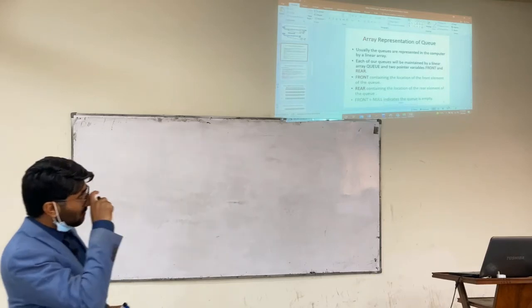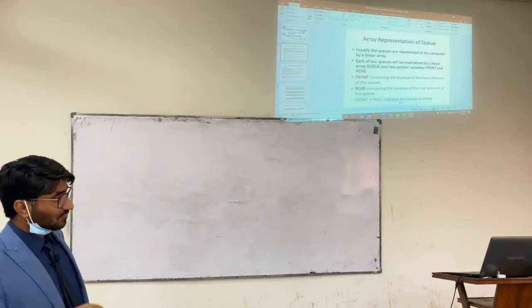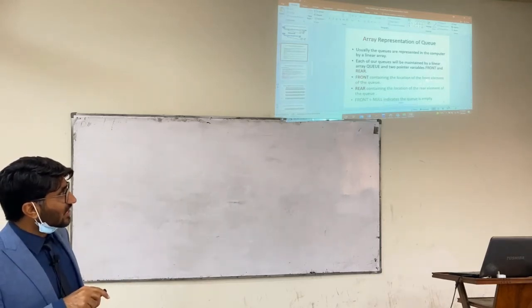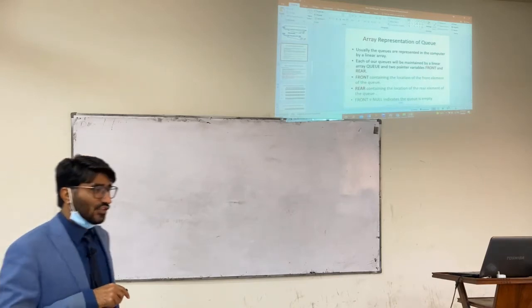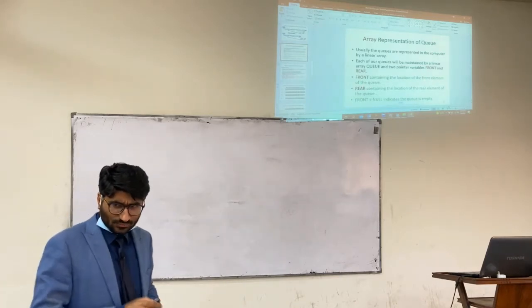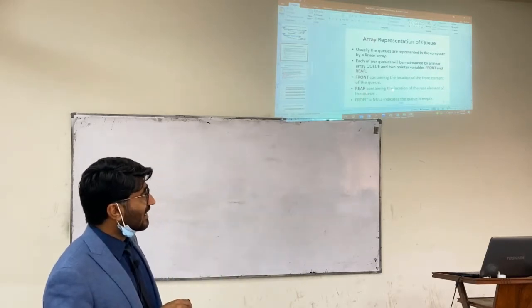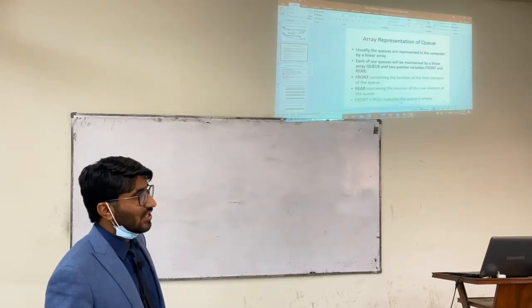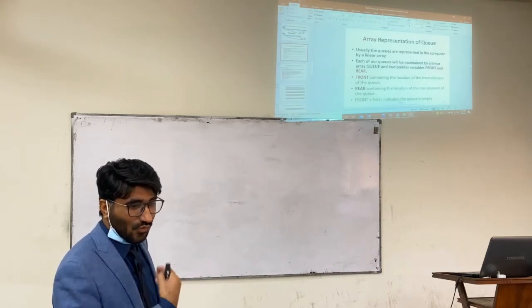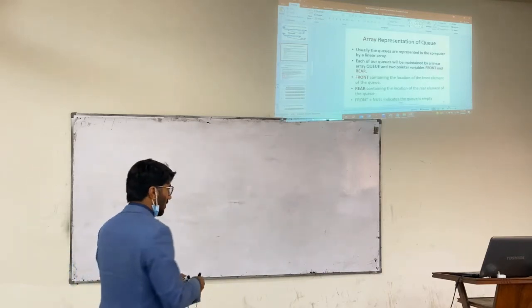Number one, front contains the location of the front element of the queue. Is it true? Yes. And the other one is the rear, which contains the location of the rear element. जो लास्ट इंसर्ट होता जाता है वो rear होता है, ठीक है. जो फर्स्ट होता है वो फ्रंट होता है.